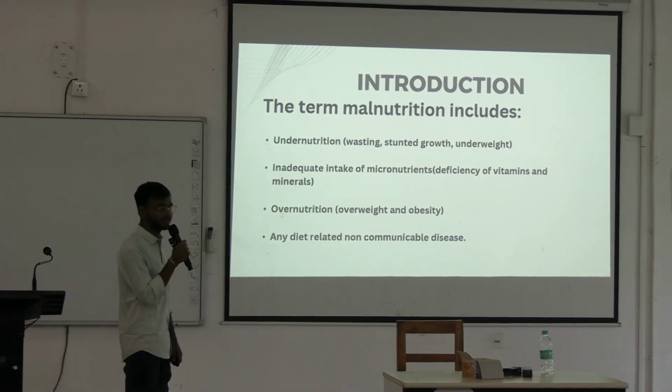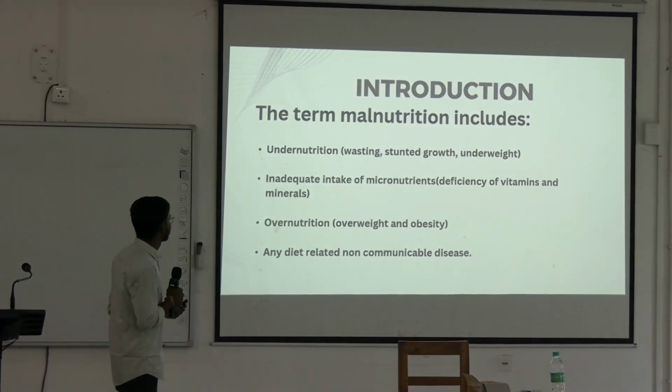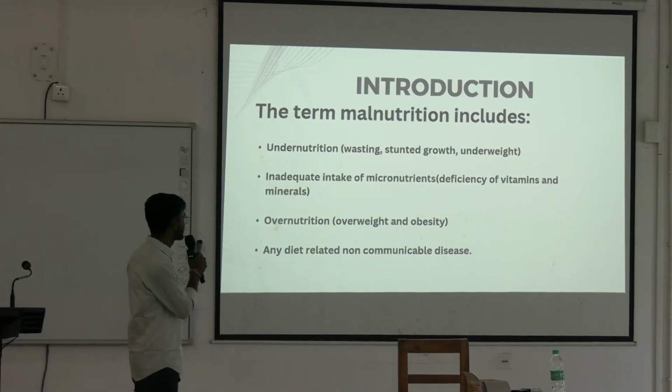Okay. Good morning to all my respected teachers. Today's topic of discussion is protein energy malnutrition. The term malnutrition includes undernutrition, wasting, stunted growth, underweight, inadequate intake of micronutrients, deficiency of vitamins and minerals, overnutrition, overweight and obesity, and any diet-related communicable diseases.